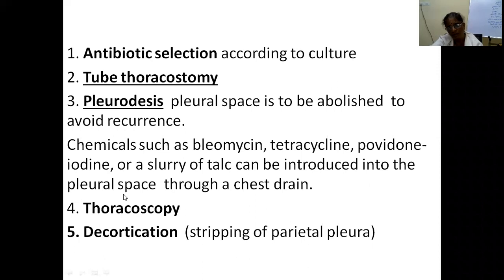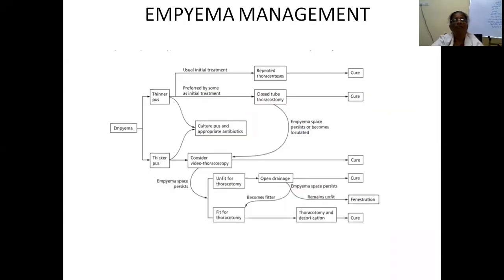Empyema treatment is according to the antibiotic culture; we have to select the antibiotic, and then tube thoracostomy should be done, and then fibrinolysis, thoracoscopy, and decortication. When the pus is thin or thick, you go for antibiotics. According to the appropriate culture, the appropriate antibiotic should be started. Then you have to do either recurrent thoracentesis or closed tube thoracostomy.